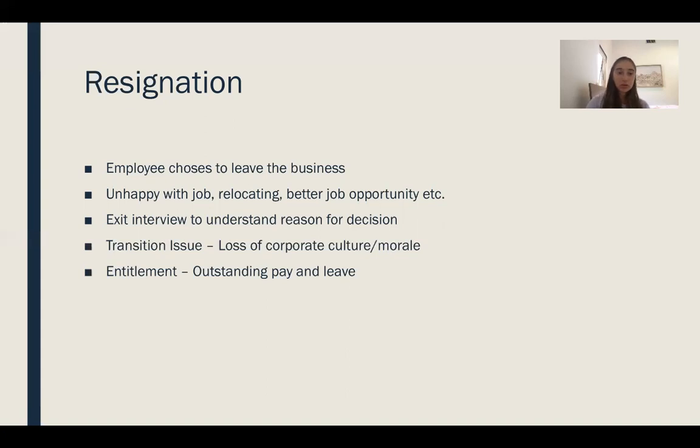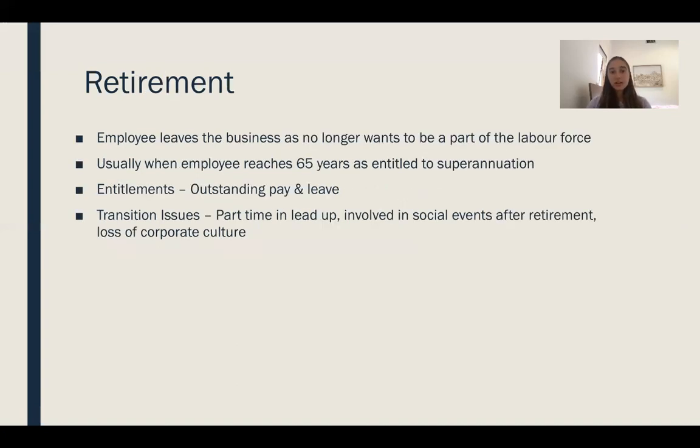A transition issue for resignation is the loss of corporate culture. Corporate culture may be affected by employees who have been at the business for a long time, or a well-liked employee, leaving the business, and that can affect the morale within the business. In terms of transition issues and entitlements, resignation isn't super detailed. So if you had a choice, I'd probably go for one of the ones that we're about to discuss rather than resignation.